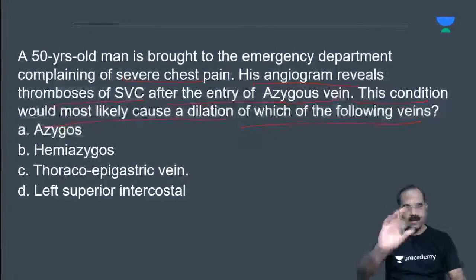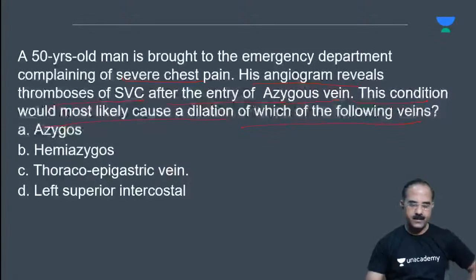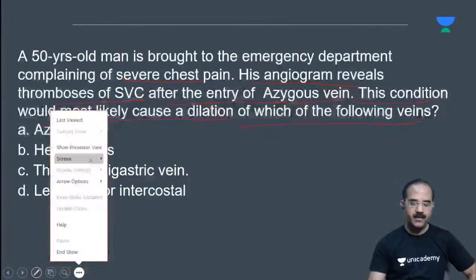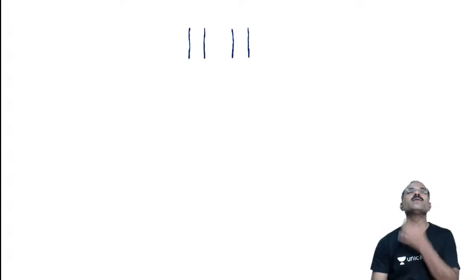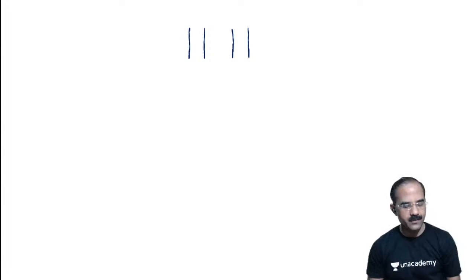I'll draw this for you. Just have a look. Understand this. I'll use a highlighter for you. Now tell me, what are these two veins coming from the neck? Deep veins in the neck. Come on, you answer this fast.